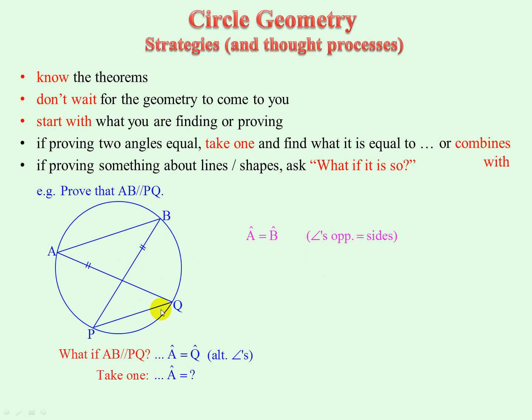Now, is B equal to Q? Hopefully you can see the bow tie there. B equals Q, angles in the same segment. Therefore, A equals Q. Therefore, that angle equals that angle. Now have a look. We've just formed the Z shape. So therefore, AB is parallel to PQ because the alternate angles are equal.